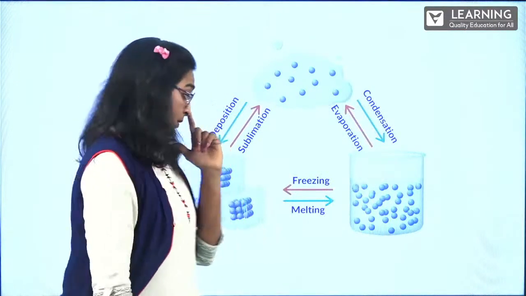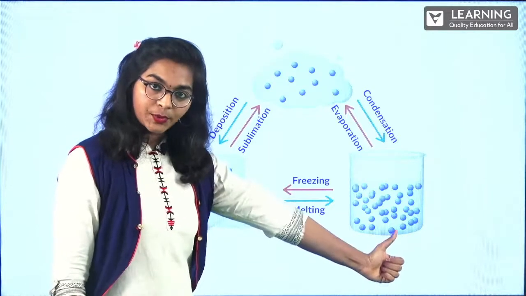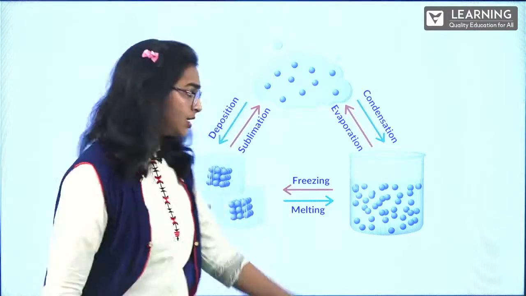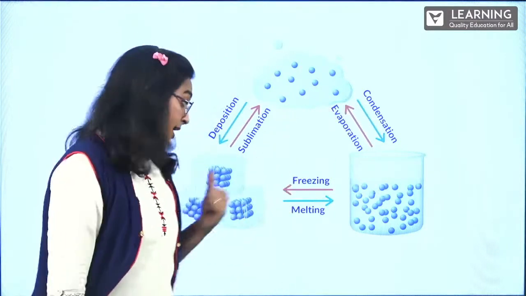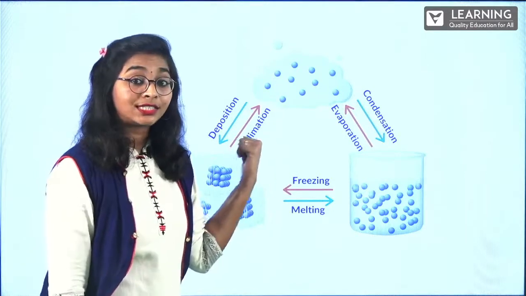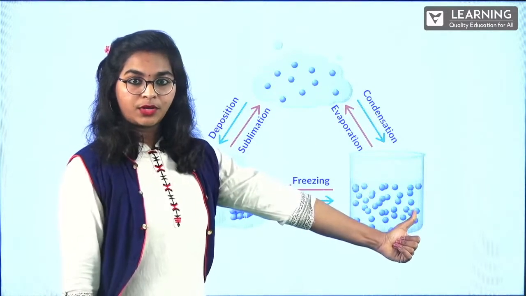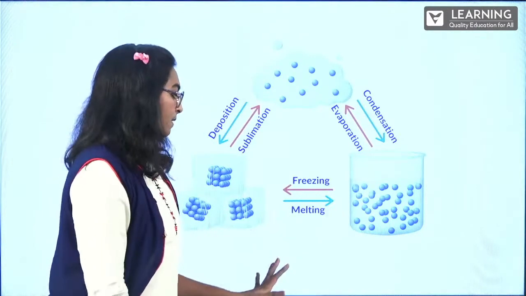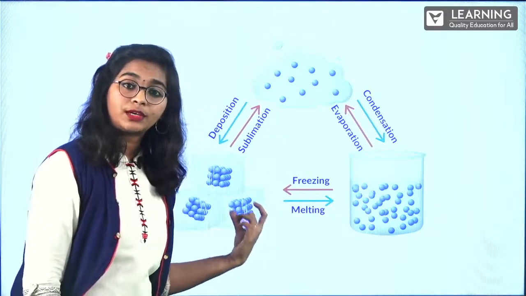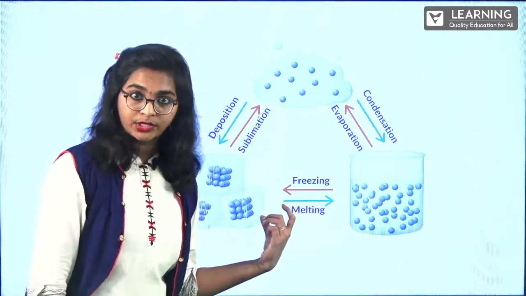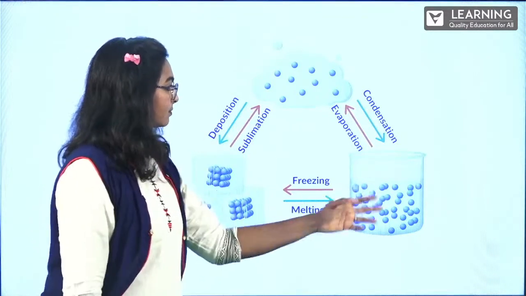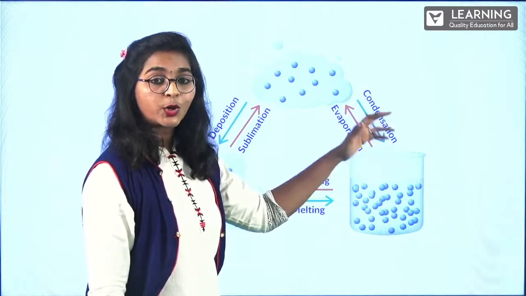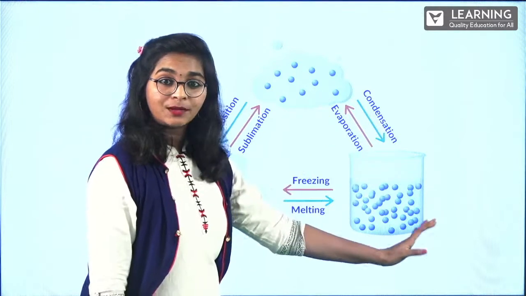So solid melts to become a liquid, and liquid undergoes vaporization. Either it can be boiling or evaporation, it will go to a gaseous state. And solid undergoes a process called sublimation, where it skips the liquid state and directly goes to the gaseous state. Now we will see the reverse process, where liquid freezes to become a solid, and here the temperature is reduced. And gas, again reducing in temperature, undergoes condensation, or it condenses to become a liquid.